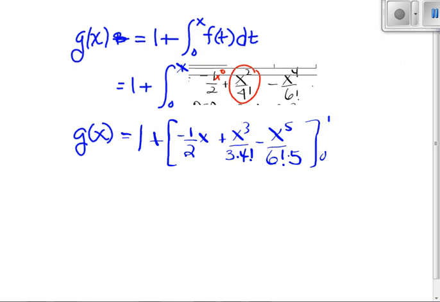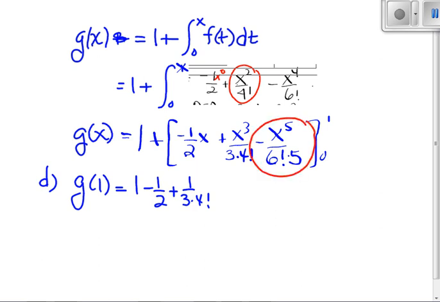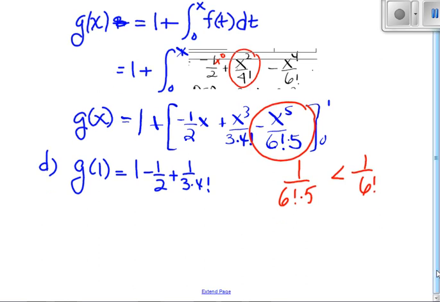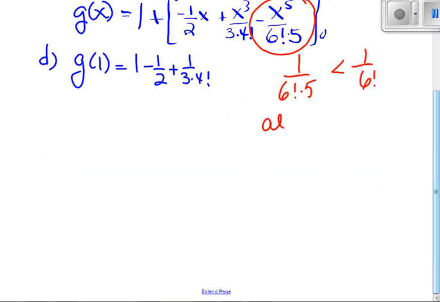So what's G of 1? Do you have to add these? No. Plus 1 over 3 times 4 factorial. That's it. That's the third degree, right? Okay, and hopefully I would have evaluated that, and then my error should be less than this. So it's 1 over 6 factorial times 5. That's got to be less than 1 over 6 factorial. Sure, that's smaller, right? And I would write alternating series estimation theorem.